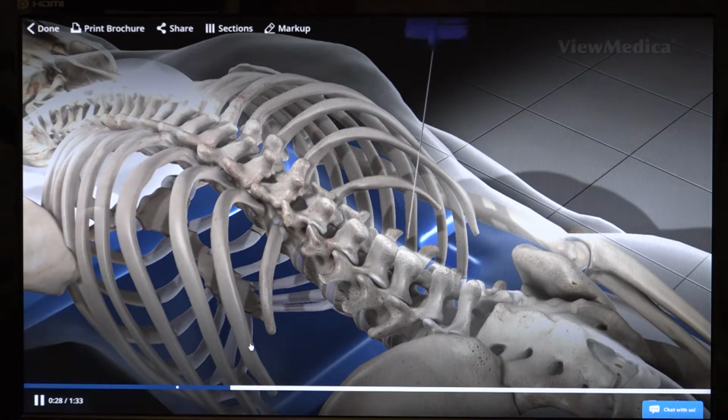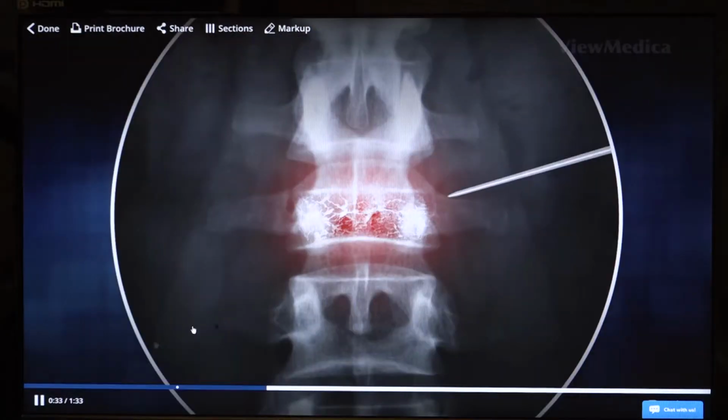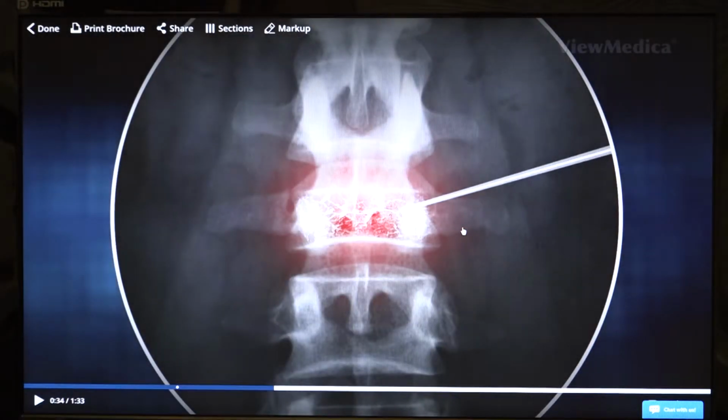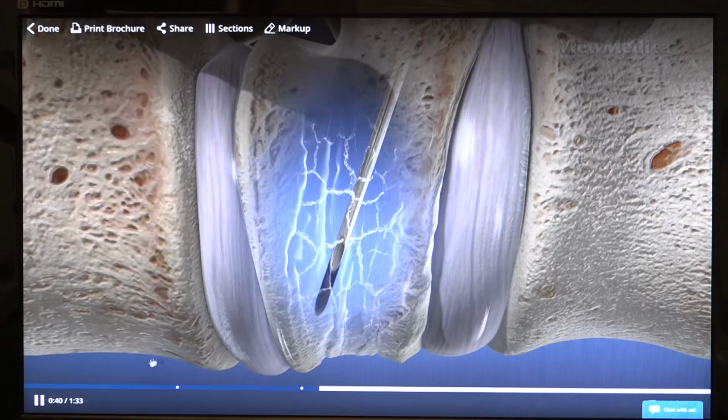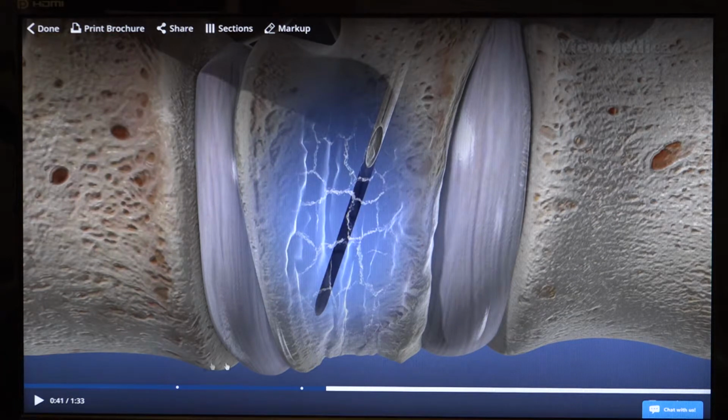Once we've identified the vertebral body that's broken, a small needle is placed under X-ray guidance into the area where the vertebral body is broken. This is done through a very small incision. This is what a picture of the three-dimensional X-ray looks like, where you can see the needle as it enters the broken vertebral body. Once we've identified that we're in the correct region, the needle is then removed.